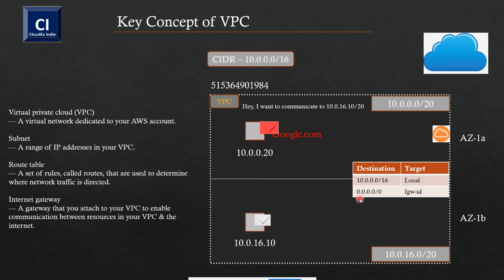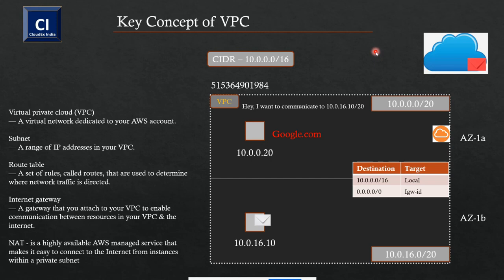create a custom route and mention 0.0.0.0/0. So anything apart from 10 will go to 0.0.0.0/0 and point to the internet gateway ID. Then your VM will send the request and it comes to your route table, and from the route table it goes to the internet and communicates with google.com, microsoft.com, Facebook, whatever you want to access from your virtual machine.